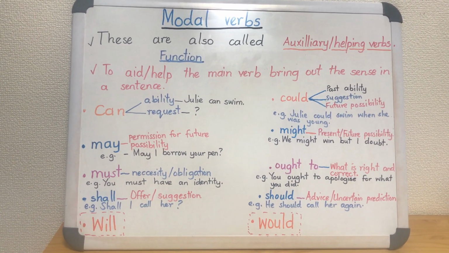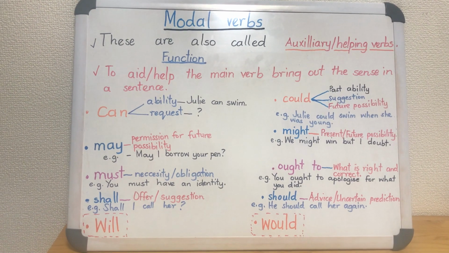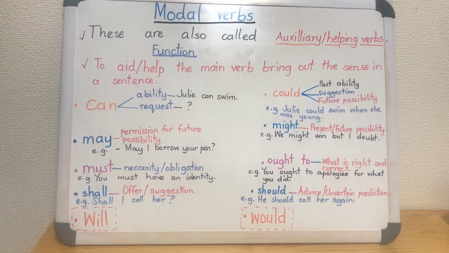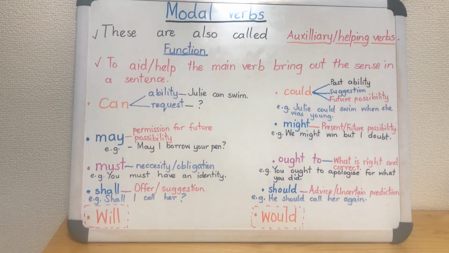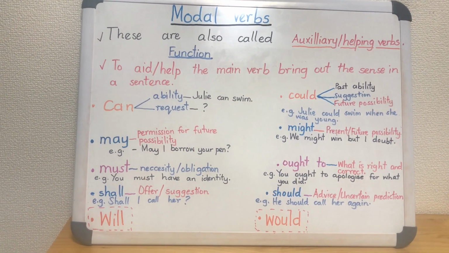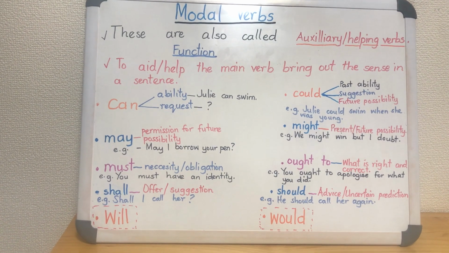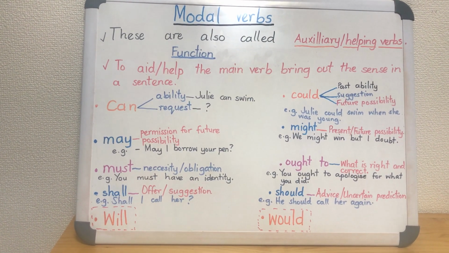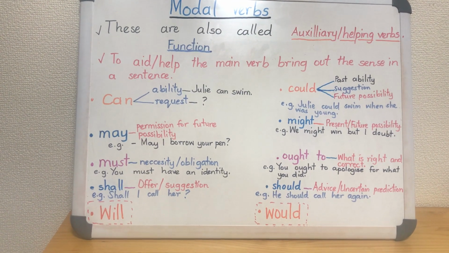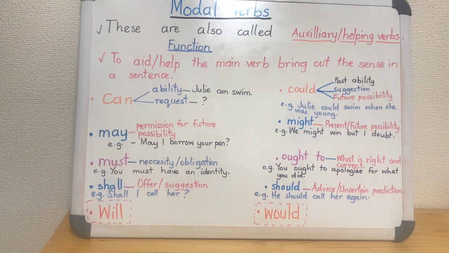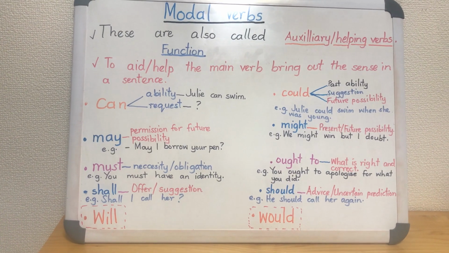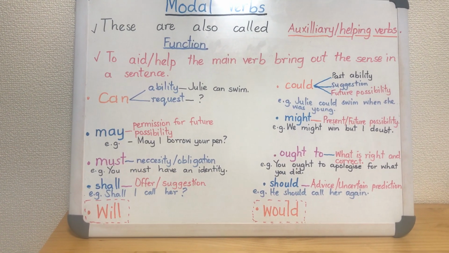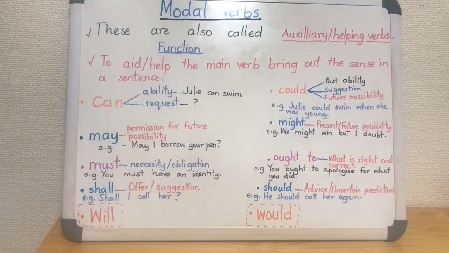With could, we are talking of past ability or a suggestion or a future possibility. I only gave one example and I want you to place it correctly. Is it past ability? Is it a suggestion? Is it future possibility? Julie could swim when she was young. Place it correctly.